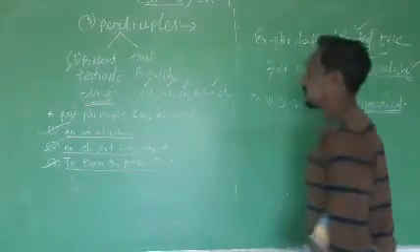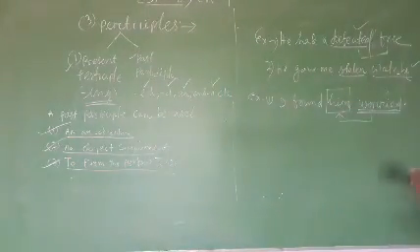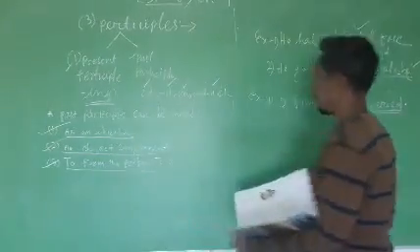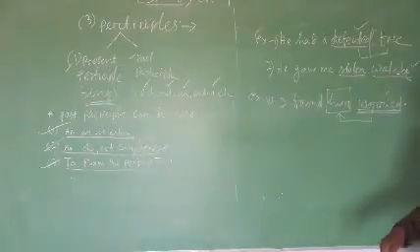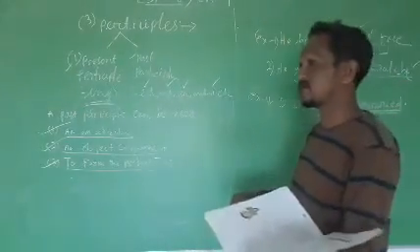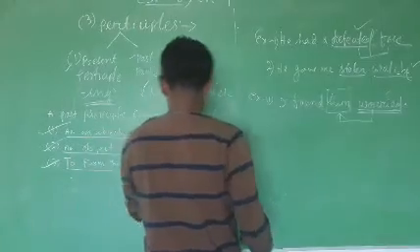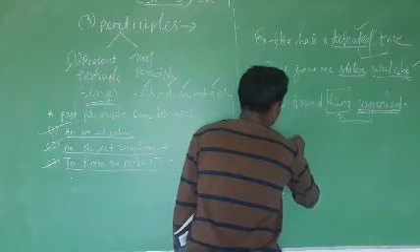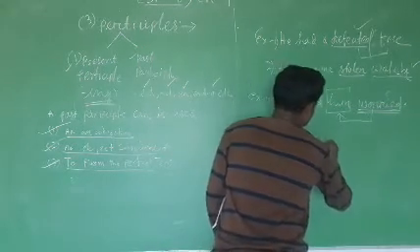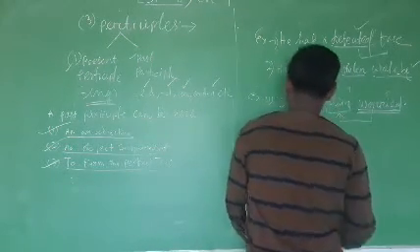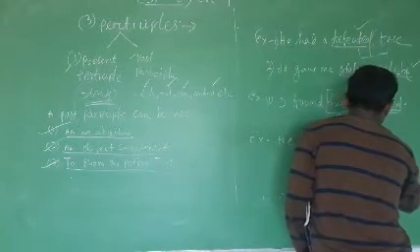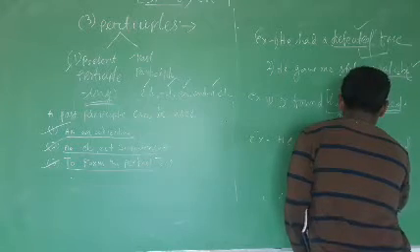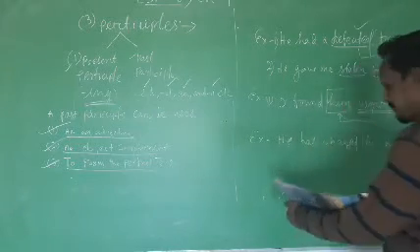Now, look at the third point. It is used to form the past perfect. The past participle is also used in a sentence to form the perfect tense. How? Now look at the example. He has changed the mind.